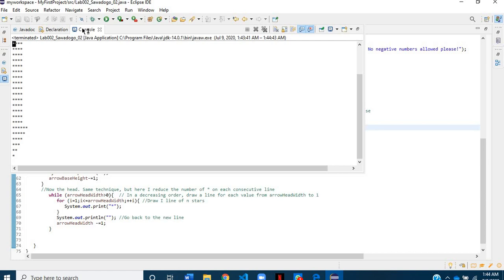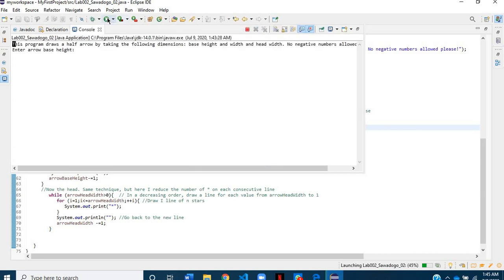But there's another thing I wanted to point out here. Okay, run again. Say I was a curious person, maybe I was careless and I want to test a program. I put a negative number in, -5. So it asks me the same question: enter arrow base height.